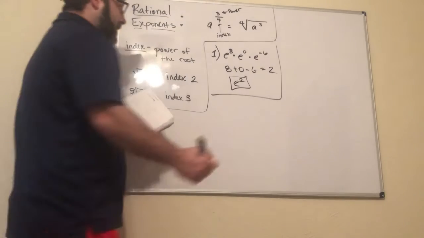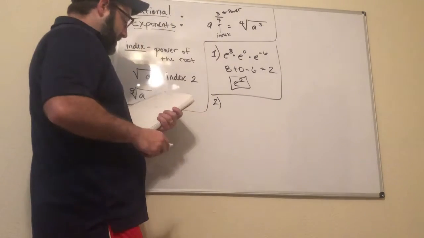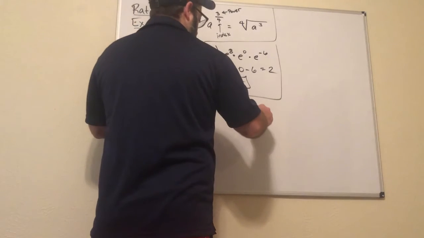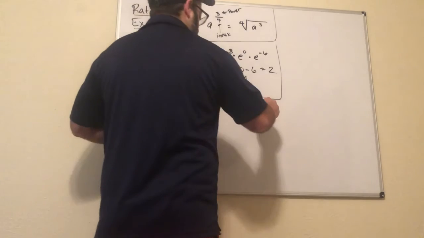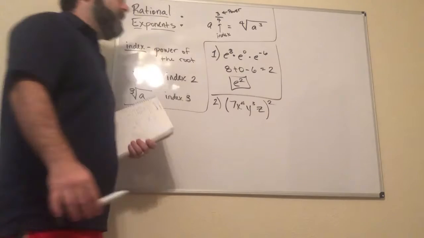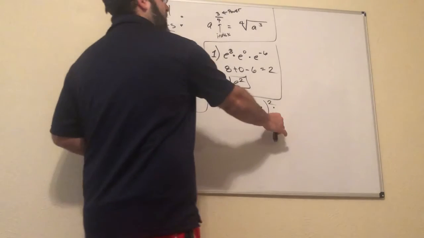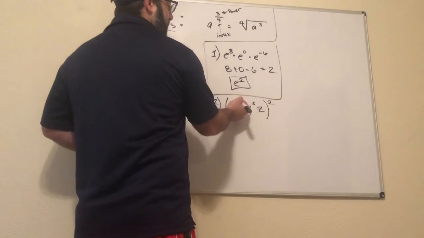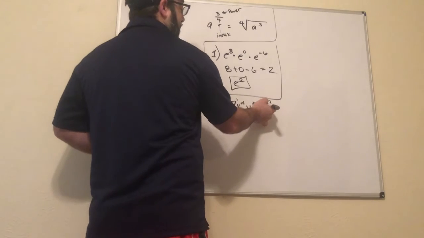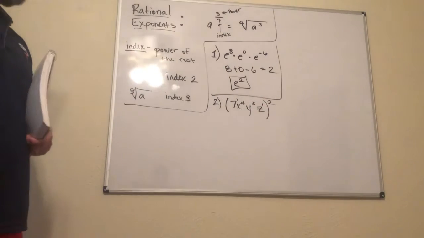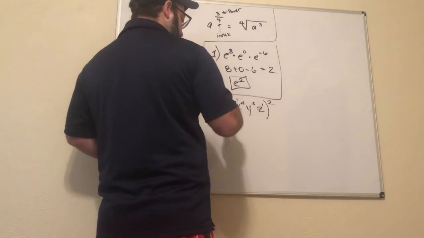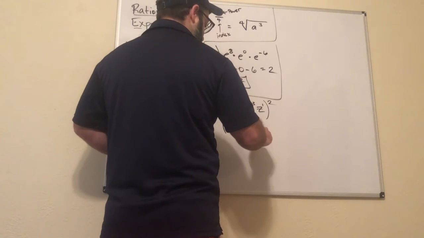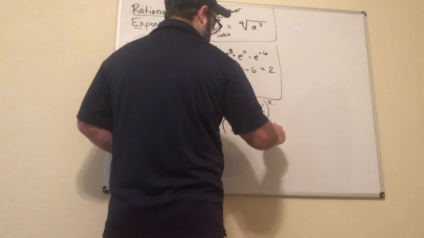Let's see, the next one I wanted to talk about was this guy. So we got 7x to the 4th y cubed z, and then that whole thing is squared. So remember, if we have an exponent out here, it's going to multiply to the exponents inside. And so even if we don't have an exponent, so remember this 7 has an understood exponent of 1, and that z has an understood exponent of 1. So we're going to multiply all of these by 2, which is going to give us 7 squared, x to the 8, y to the 6th, z squared.